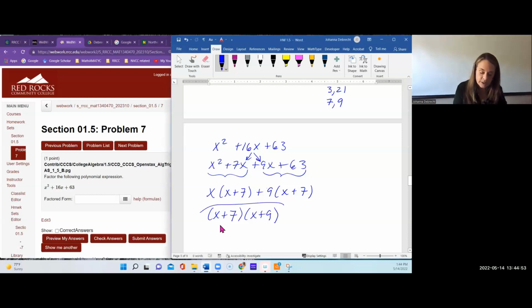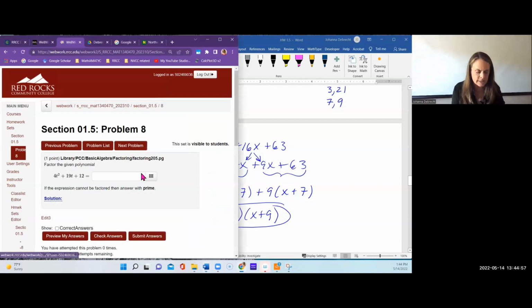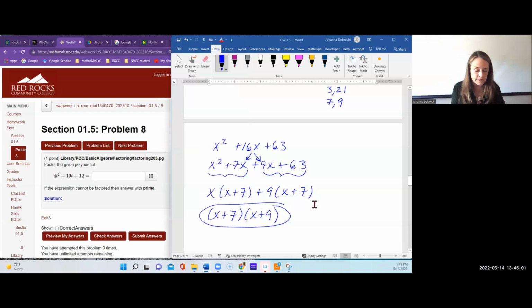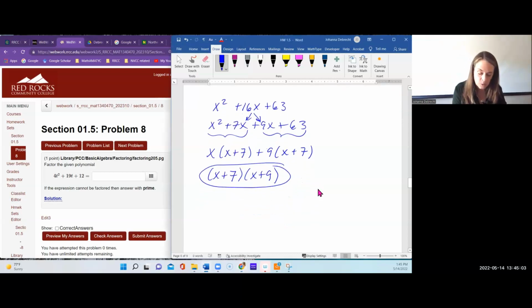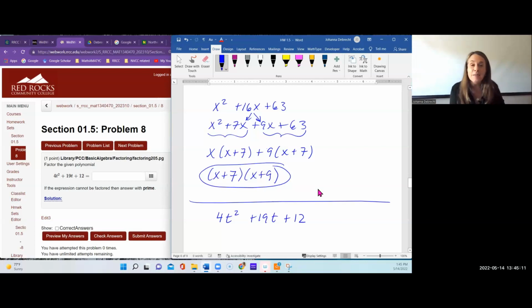Now let's move on to the next problem. Our next problem is problem number 8. In problem number 8, we've got 4t squared plus 19t plus 12. So 4t squared plus 19t plus 12. I'm going to remember this time to look for greatest common factor first. It's easier at the beginning.